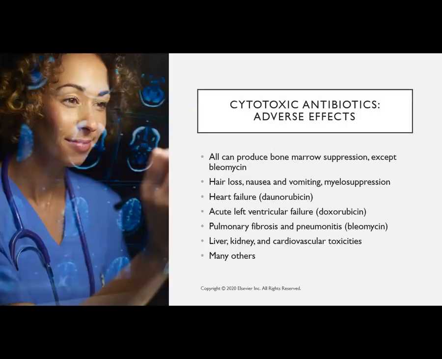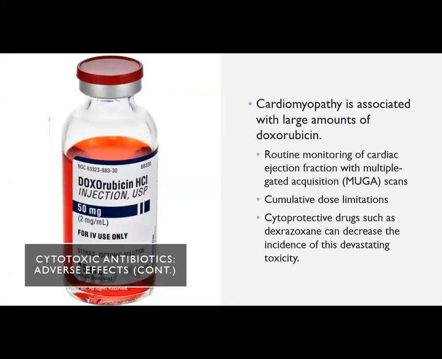All can produce bone marrow suppression except bleomycin. Other effects include hair loss, nausea, vomiting, myelosuppression, heart failure, acute left ventricular failure, pulmonary fibrosis, pneumonitis, liver, kidney, and cardiovascular toxicities, and a lot of others. Cardiomyopathy is associated with large amounts of doxorubicin, so routine monitoring of cardiac ejection fraction and cumulative dose limitations, so not just giving them a bunch of the dosings. Cytoprotective drugs, such as dexrazoxane, can decrease the incidence of this devastating toxicity.